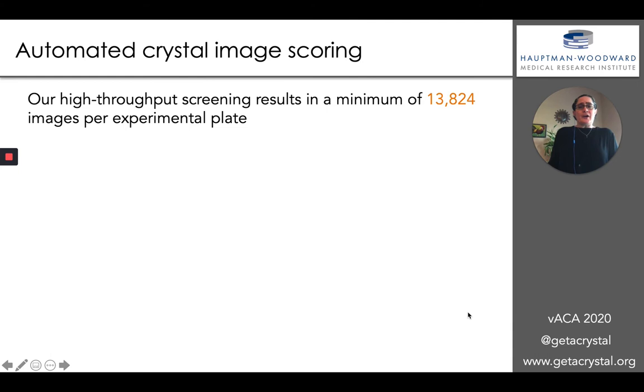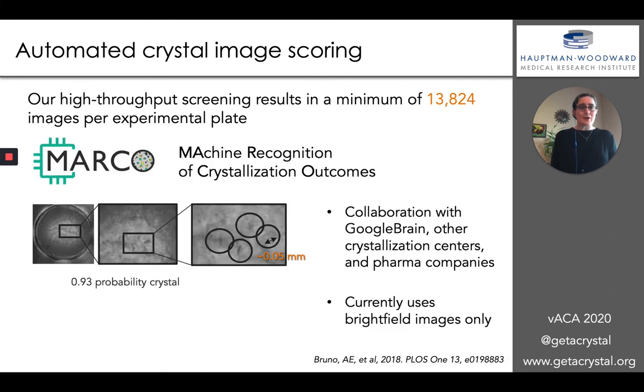One of the difficult things when you're doing high throughput crystallization screening is that you end up with a lot of images that you have to look through. Each of our 1536 experimental screens results in a minimum of almost 14,000 images. That's a lot of person hours to go through each of those images and assess whether a crystal is forming or not.